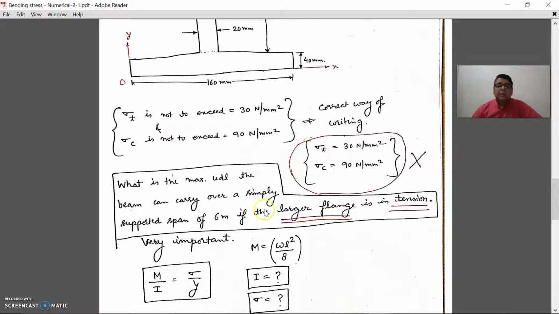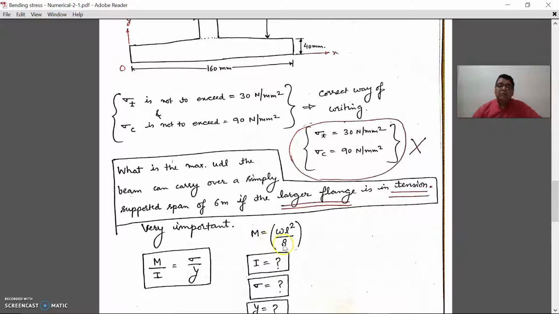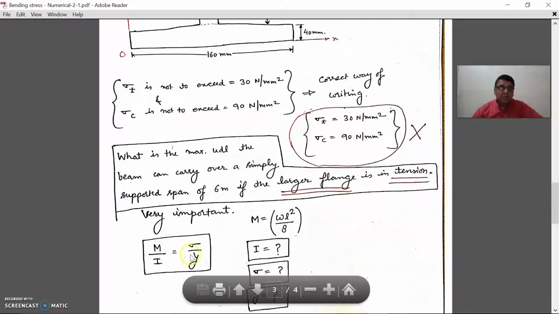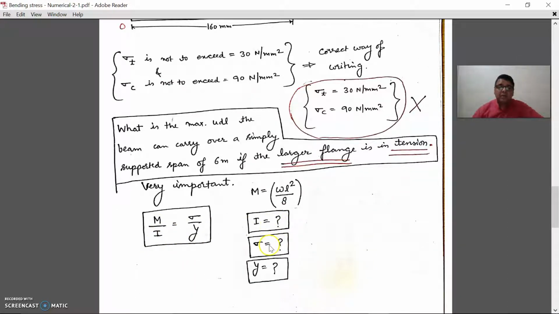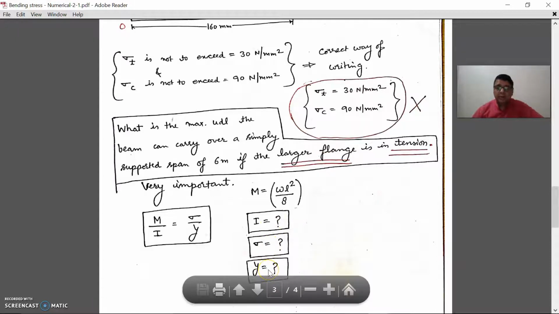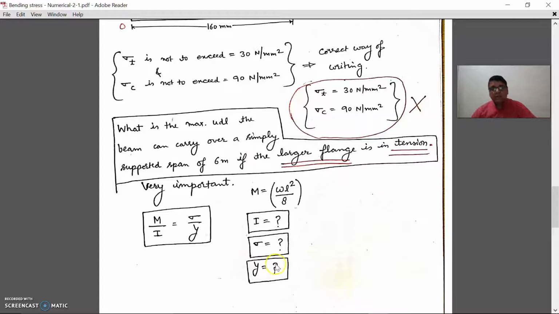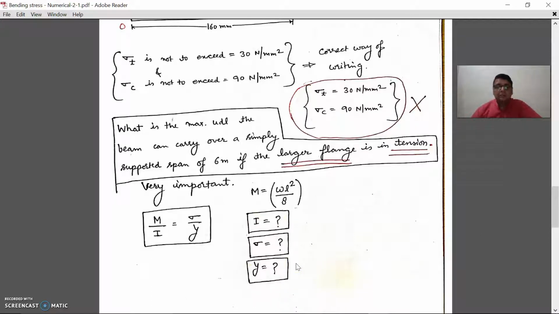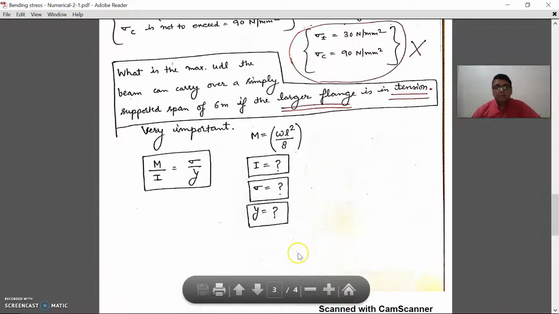Then what is the maximum UDL? Okay, so for UDL, you know the formula is W into L square upon 8, and this is the complete formula. M over I is equal to sigma over Y, and you do not know what is I, you do not know what is sigma, you do not know what is Y. Of course, we know what is sigma, but ultimately I do not know whether I have to put sigma T or I have to put sigma C, right? Or I can put any value, I do not know still. So these are the few questions, and let us see how to answer these questions. Is it okay? I think. Okay. Next.